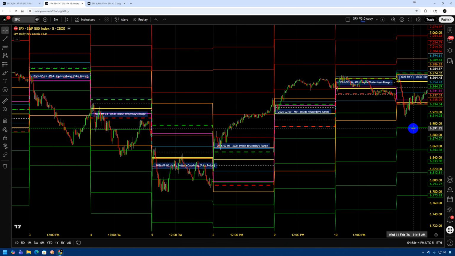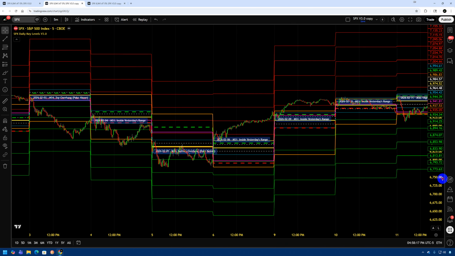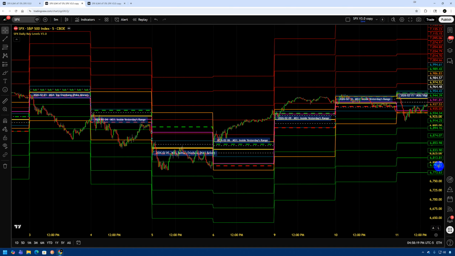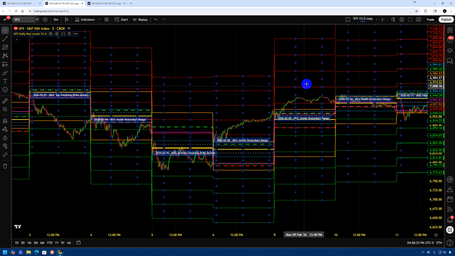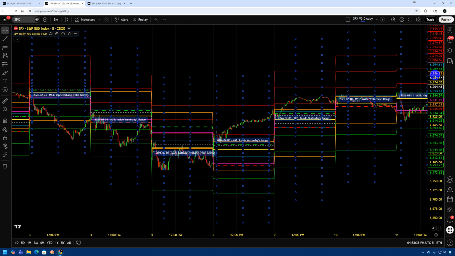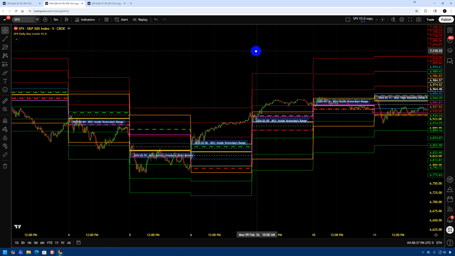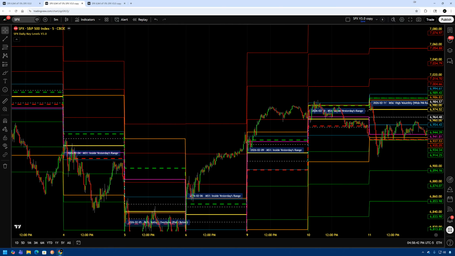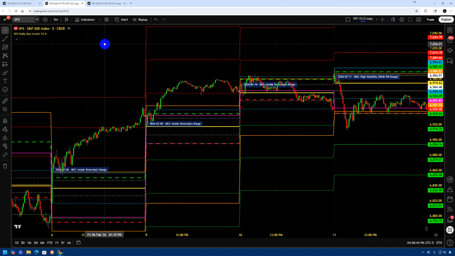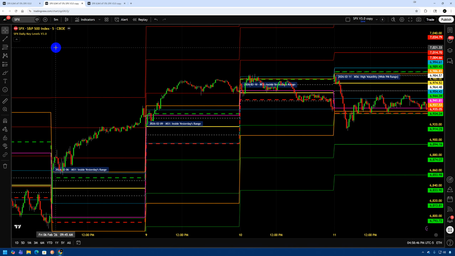Okay, so here we have the different scenarios. Now also, like I said, if you want, you could turn off 4, 5, and 6, or 5 and 6. Let's do that as an example. We'll turn off 5 and 6. So remember, this is on a 5-minute chart.